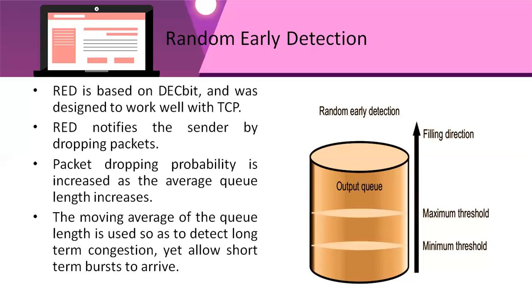Based on this technique, RED avoids congestion. It uses two values, the maximum threshold value and the minimum threshold value of queue occupancy. These values depend upon the average queue length. Based on the previous history of the probability, these mathematical values are derived.